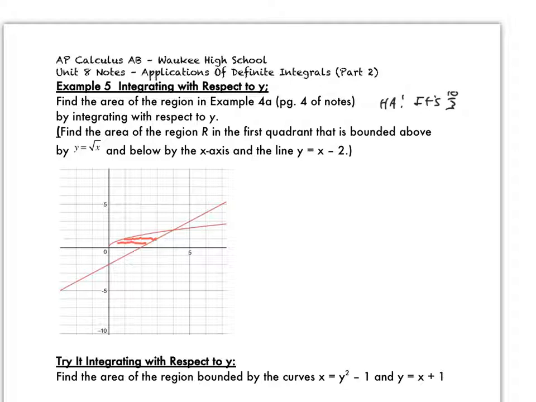Okay, now that's going to take a little bit more creativity on our part to get this done. We're first of all going to have to put everything in terms of x instead of y. And when I do that, this curved function becomes x is equal to y squared. Just simply square both sides and solve for x. This other one is going to be x is equal to whatever your y is plus 2.